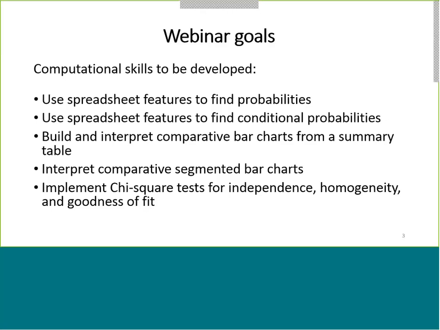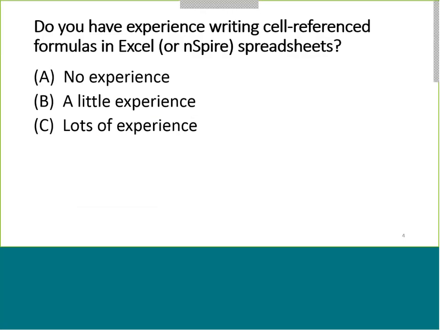Great. So since we are doing some spreadsheet style, sort of Excel or Nspire spreadsheet style computations, Landy and I were wondering about your experience. So we are going to send you a quick poll, and if you could answer that. Here's the question and the choices. Hopefully you're seeing them on your screen. Do you have experience writing cell reference formulas, using cell references and the $ to lock in a row or a column or both? So if you could tell us a little bit about your experience, just respond.